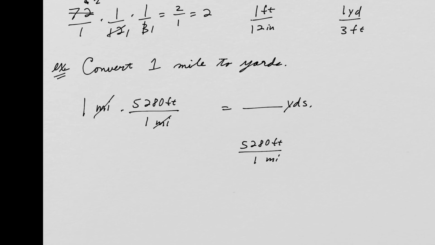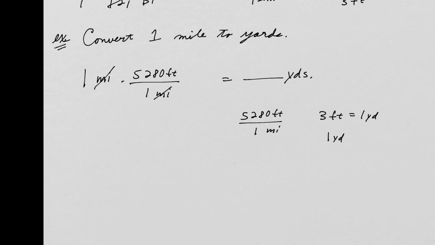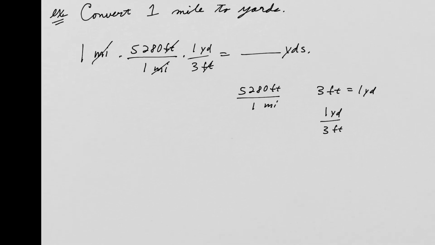So what's the relationship between feet and yards? Well, I know that there's 3 feet is equal to 1 yard, and I want feet to cancel, so I better write this unit conversion factor as 1 yard over 3 feet. So now if I multiply by 1 yard over 3 feet, the units of feet will cancel, and I'll have exactly what I want. So let's multiply this out. So I have 1 over 1 times 5280 over 1 times 1 over 3.